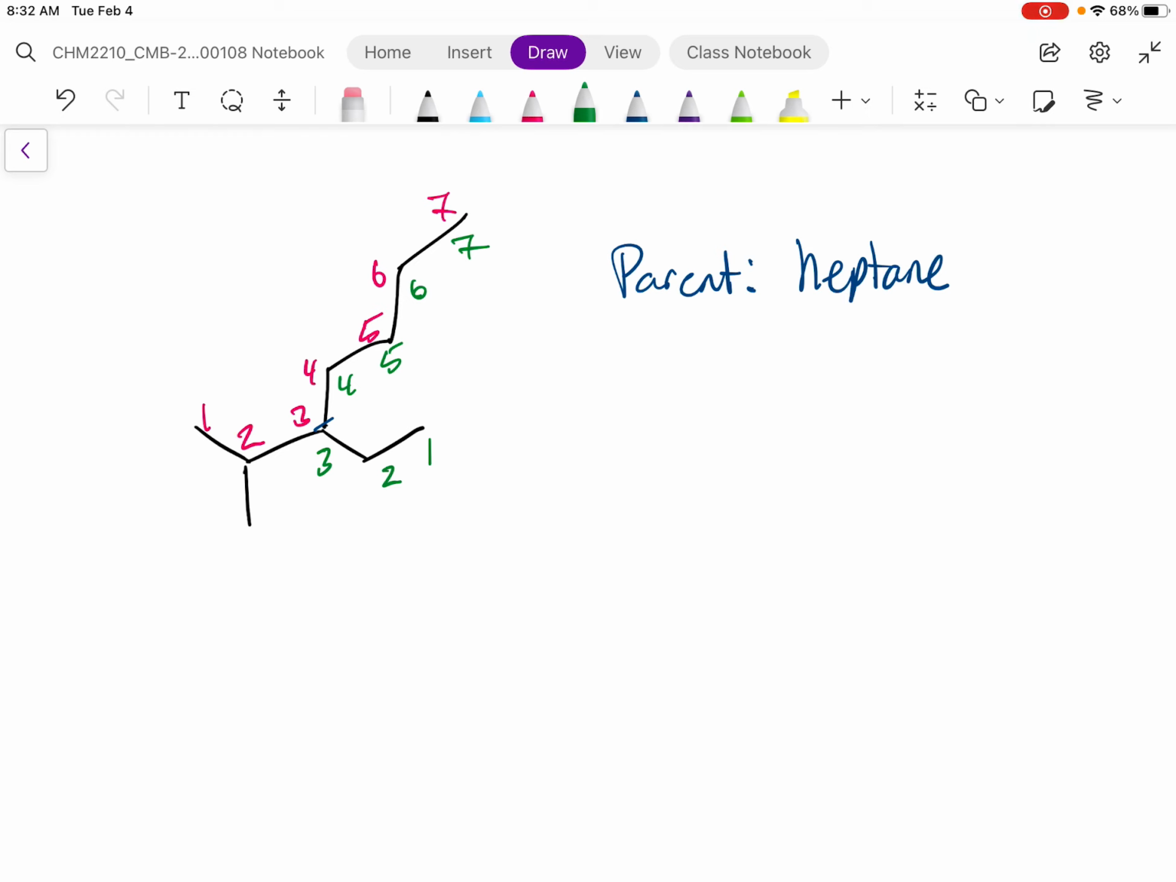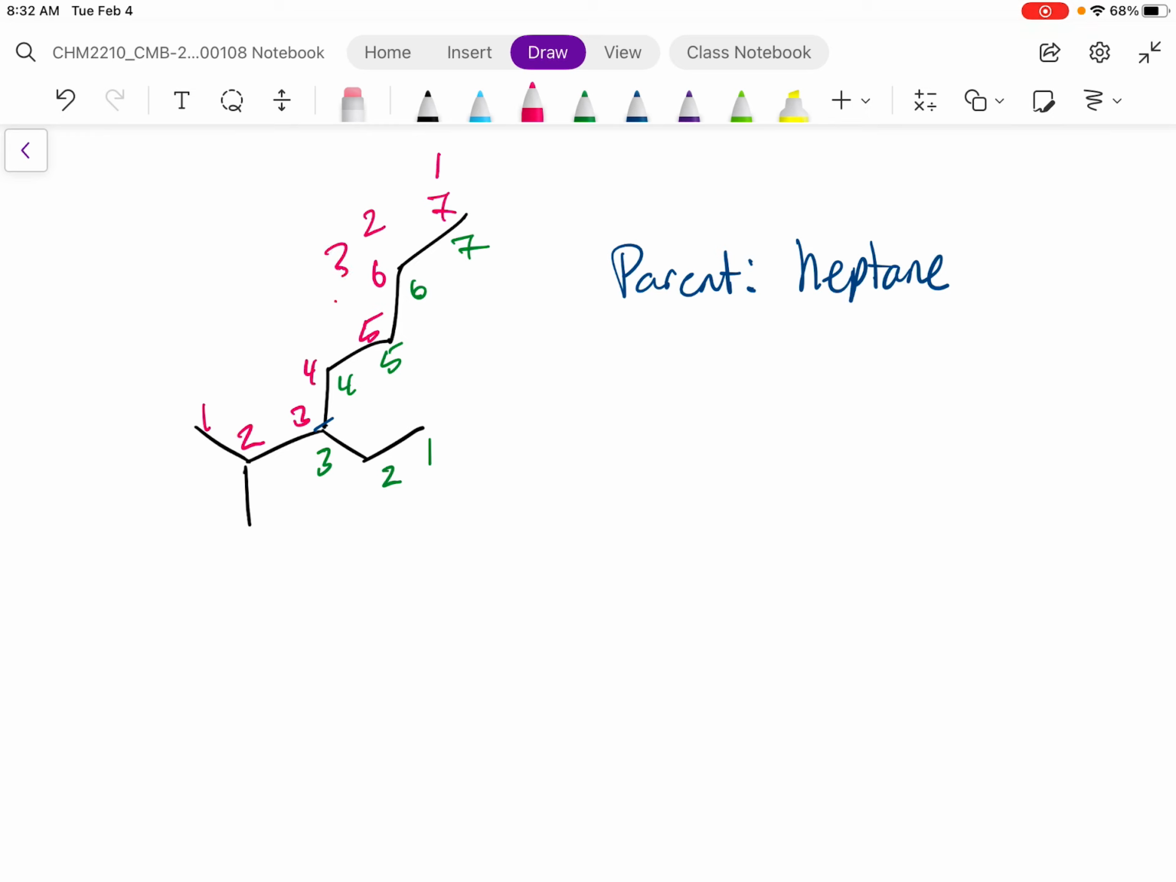So if we look at the red, and if we start from left to right, we see we bump into the substituent at what carbon? 2. But if we do the green numbers, when do we bump into the substituent? 3. Okay, so let's make sure we understand this. With the red numbers there, why did I not number it from this direction? 1, 2, 3, all the way down?